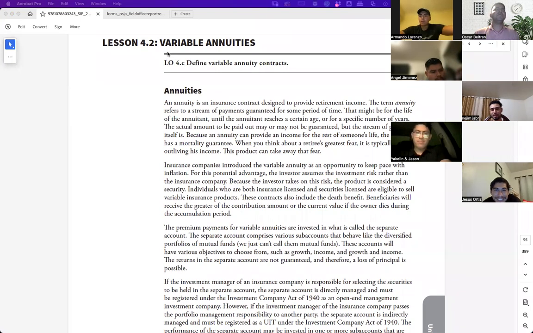So right here we have variable annuities. Forget I went to school for engineering. It was pure sausage there. No girls. All right.